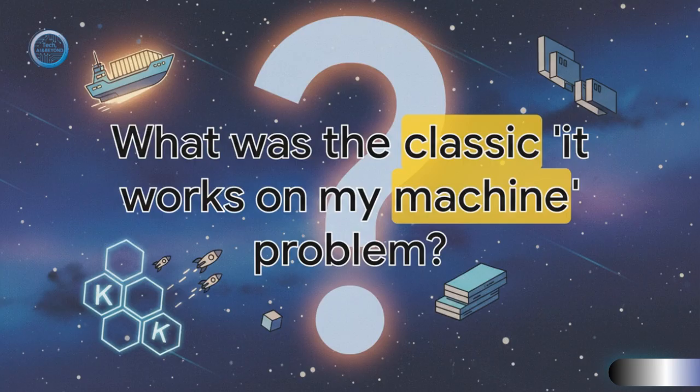So why did this happen? It was because of something called environmental drift. These tiny but critical differences in operating system patches, library versions, or config files, and this created a constant, painful battle between developers trying to ship new features and the operations teams whose job it was to keep everything stable. Honestly, it was a huge bottleneck on innovation.